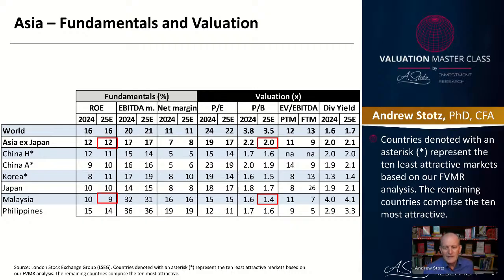Now, you can see China H shares, China A shares, which are the shares that are trading inside of China, and then Korea. These 3 countries are not attractive right now. And they're not attractive because ROEs are low, profit margins are low, and relative valuations are high. But if we look at Malaysia and Japan and Philippines here, we can see these countries, in particular Malaysia, it's getting a low ROE of 9, but you're also paying a low 1.4 on a price to book basis, and you're getting a 4.1% yield on Malaysia. So Malaysia looks interesting.